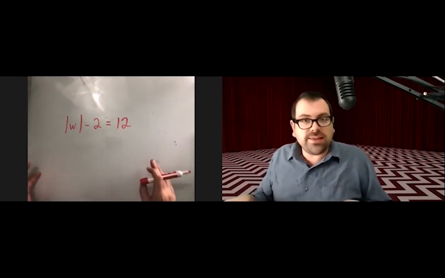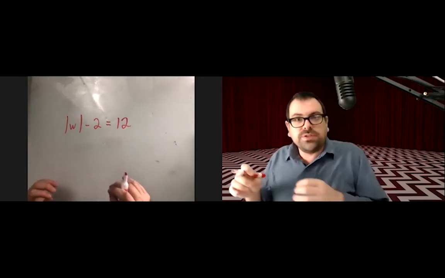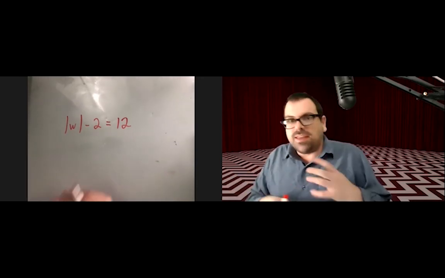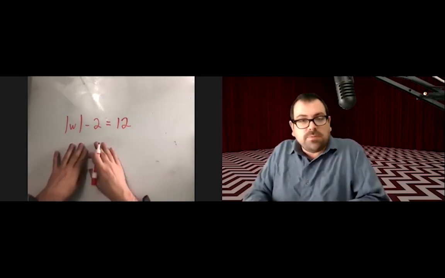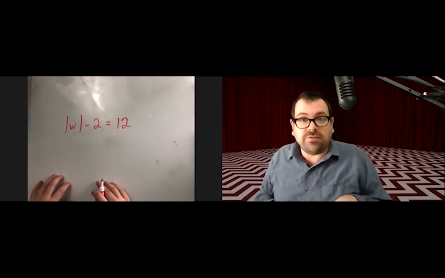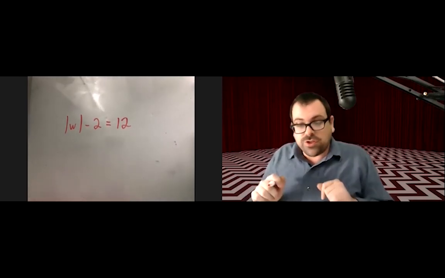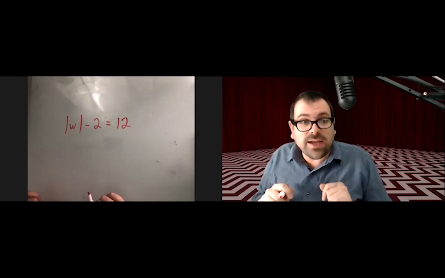We can't do anything with this until we get absolute value equals something else. Then we can play our game, split it into the two equations. But we can't do it like this because the absolute value is not by itself yet. So, how would we approach this? How would we get the absolute value by itself?